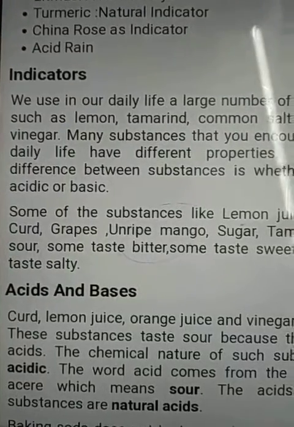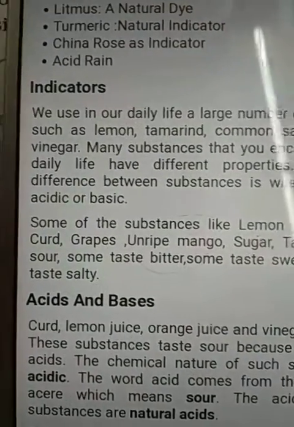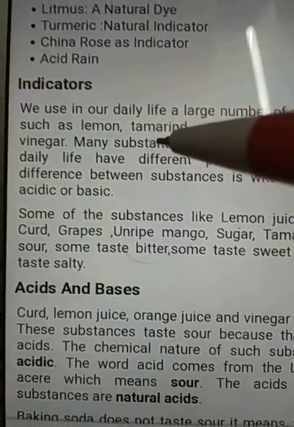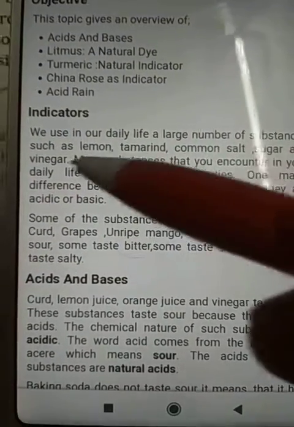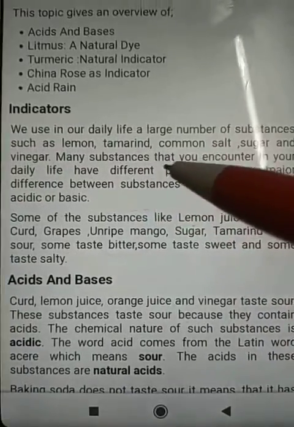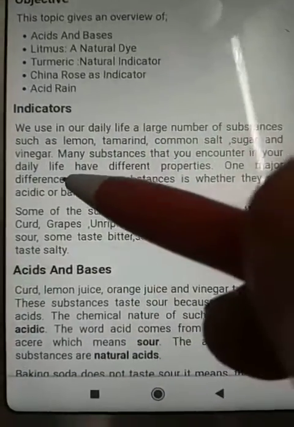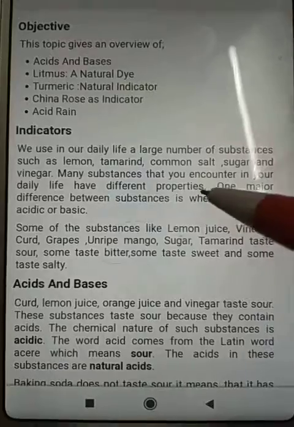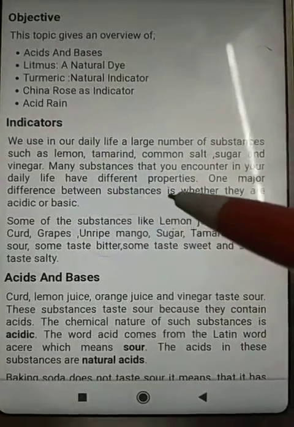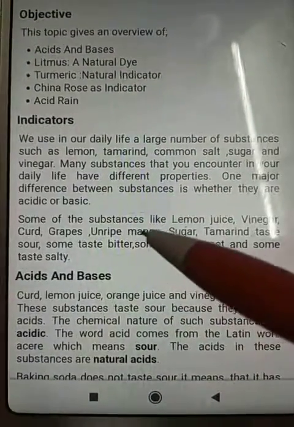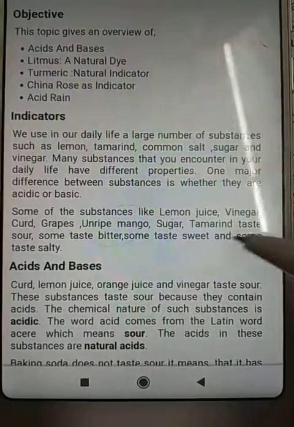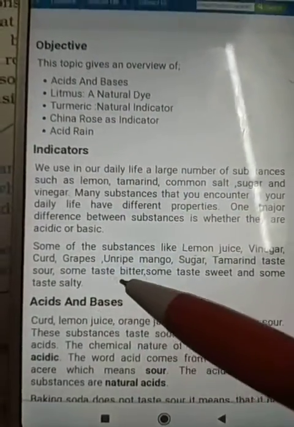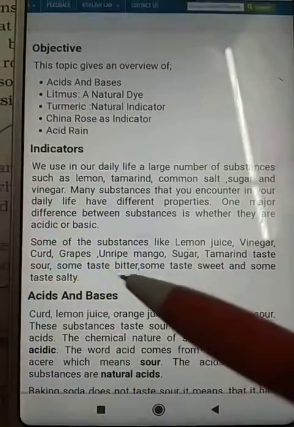We know that indicators are used to detect the presence of acid or base. We use in our daily life a large number of substances such as lemon, tamarind, common salts, sugar and vinegar. Many substances that you encounter in your daily life have different properties. Some of the substances like lemon juice, vinegar, curd, grape, unripe mango, tamarind taste sour. Some taste bitter, some taste sweet and some taste salty.